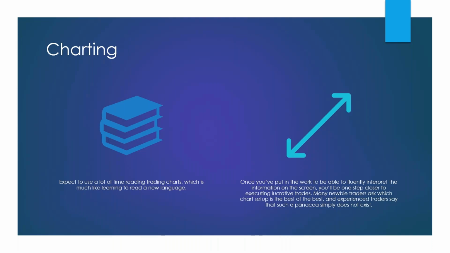But now that you know one of the background pieces of information about charting, you have to expect to spend a lot of time reading trading charts, which is much like learning to read a new language. Nobody out there, no matter who you are, can avoid reading charts. It's like taking the most important tool you have and throwing it in a trash can.